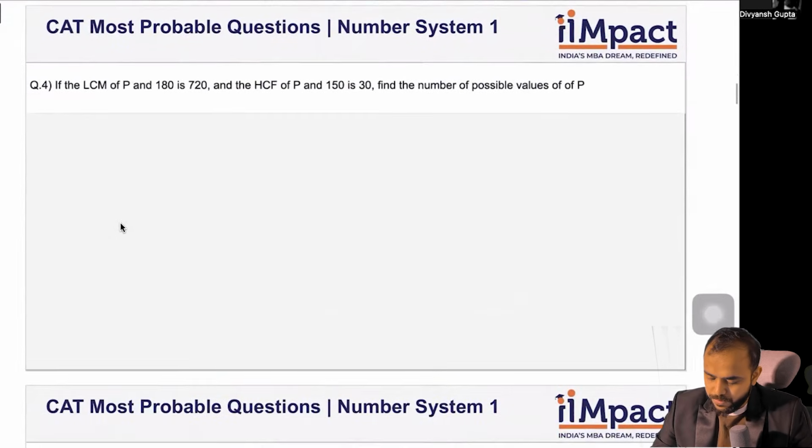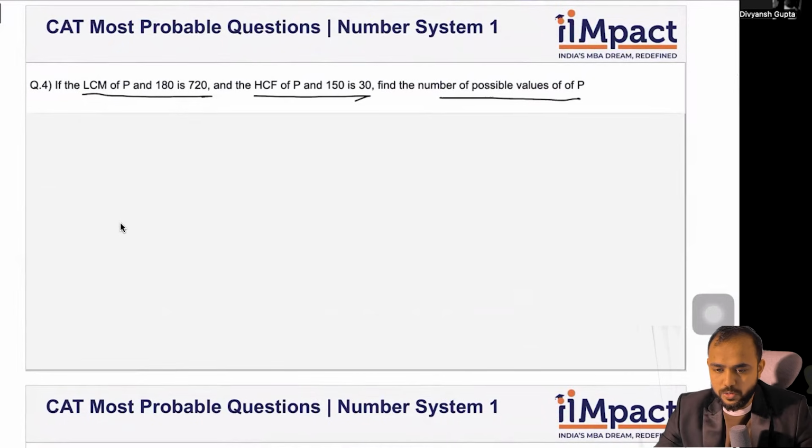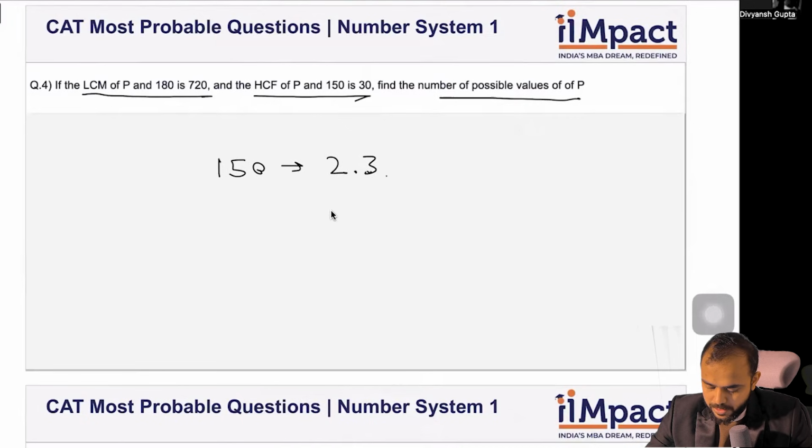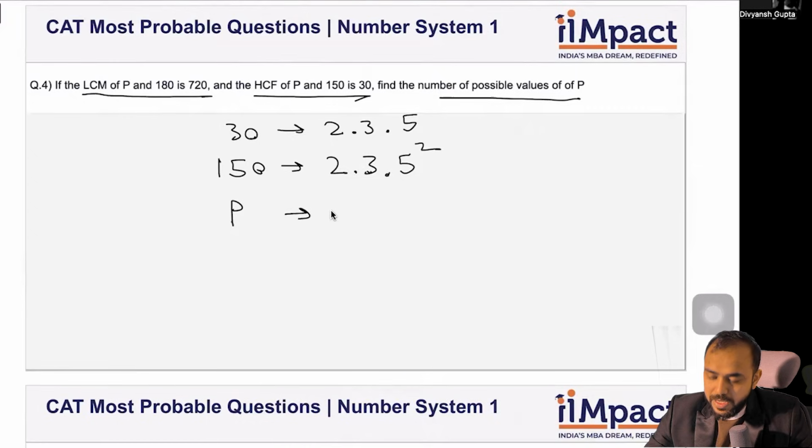Moving on. Question number 4. LCM of P and 180 is 720. HCF of P and 150 is 30. Number of possible values of P. So we will write this like this. 150 is 2 into 3 into 5 square. Now the HCF is 30, which is in itself 2 into 3 into 5. Now P will have to have all of these three, otherwise 30 would not be a factor of P. So 2 into 3 into 5 will be there in P.